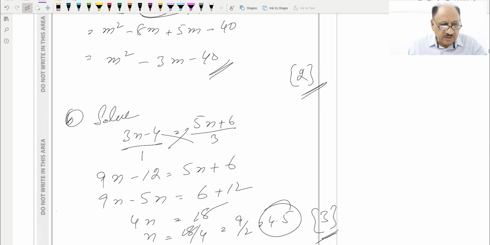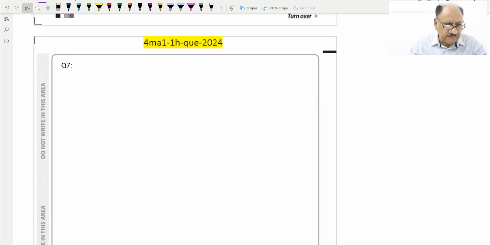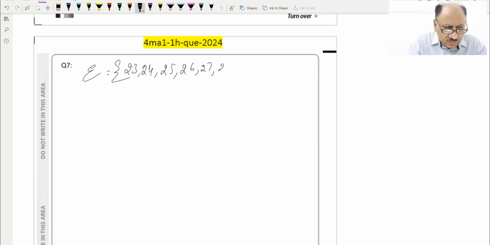Now question number 7. Question 7 says the universal set is given, which contains members 23, 24, 25 up to 34. So 26, 27, 28, 29, 30, 31, 32, 33, and the last one is 34. So this is our universal set.